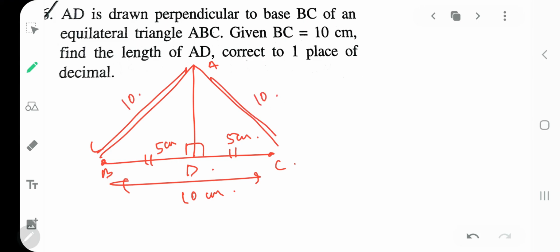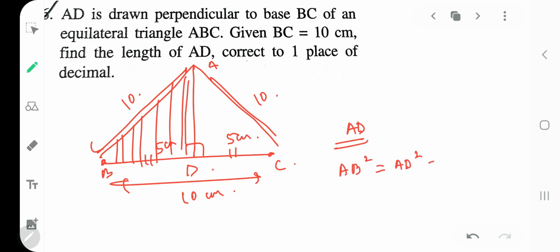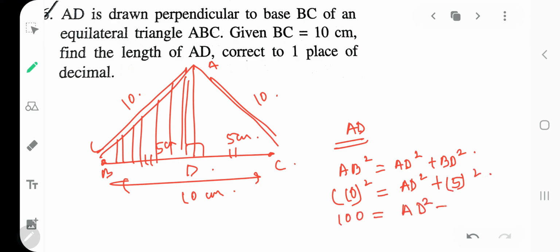You have to find the length of AD. How will you find the length of AD? If I go in this triangle, my dear kids, I have AB as the hypotenuse. So AB square is equal to AD square plus BD square. I have 10 square is equal to AD square plus BD square. BD I have 5. From there, my dear kids, this is 100, this is AD square plus 25. So AD square will be 75.